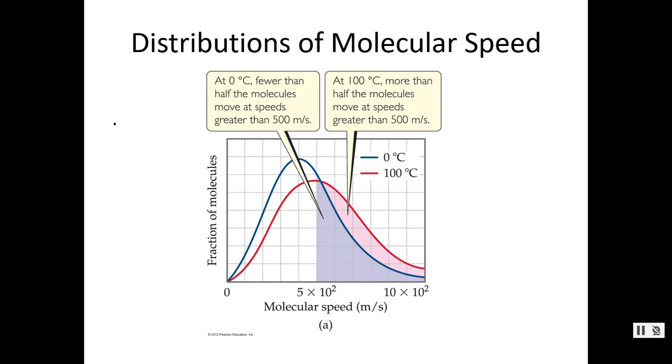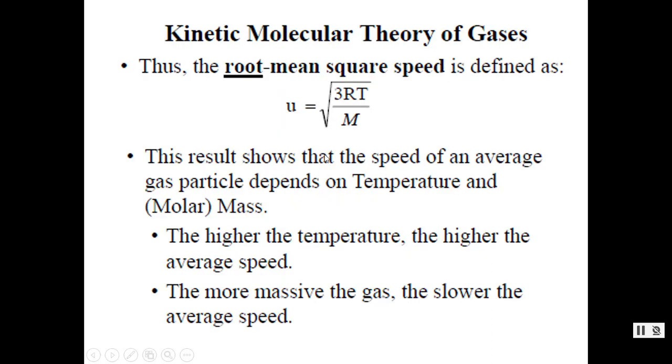You should be familiar with how that affects this curve, and you should also know how to do calculations to determine the root mean square speed of a pure sample of gas. That equation is the square root of 3RT divided by M. Fairly simple equation, but make sure that you use values in the appropriate units.